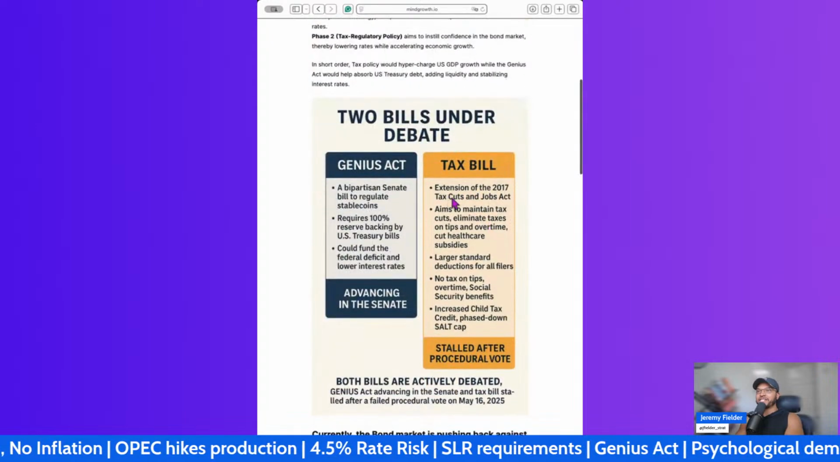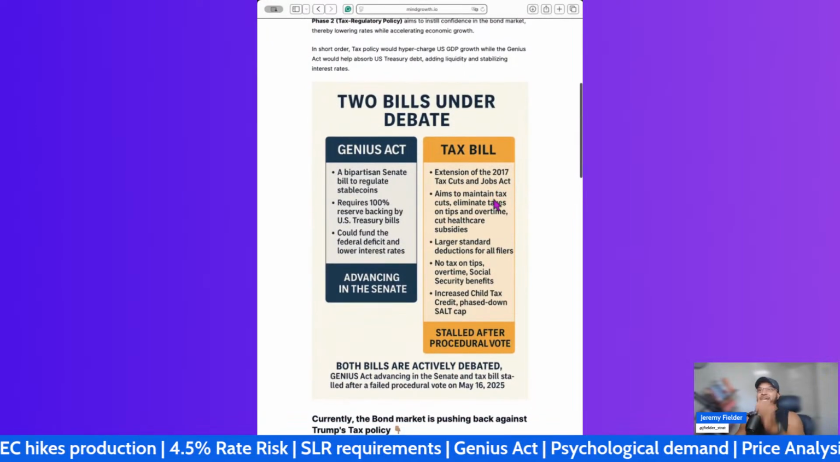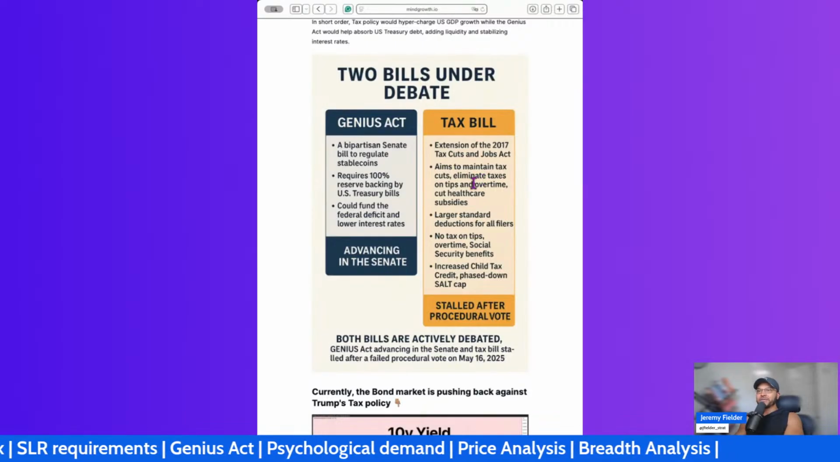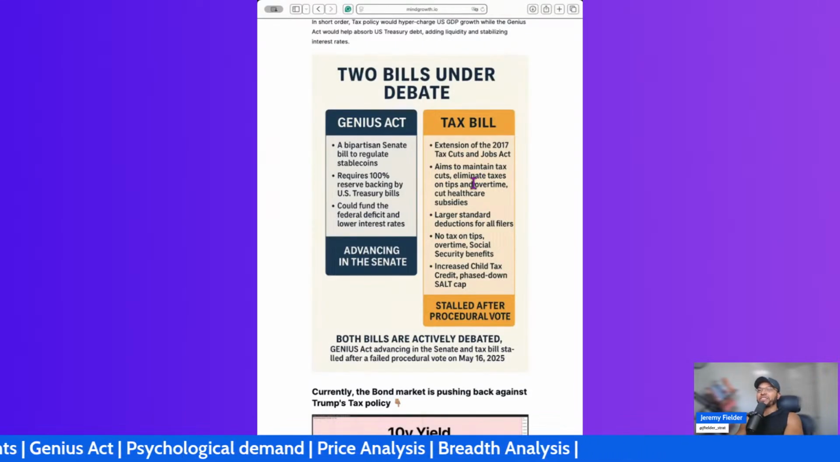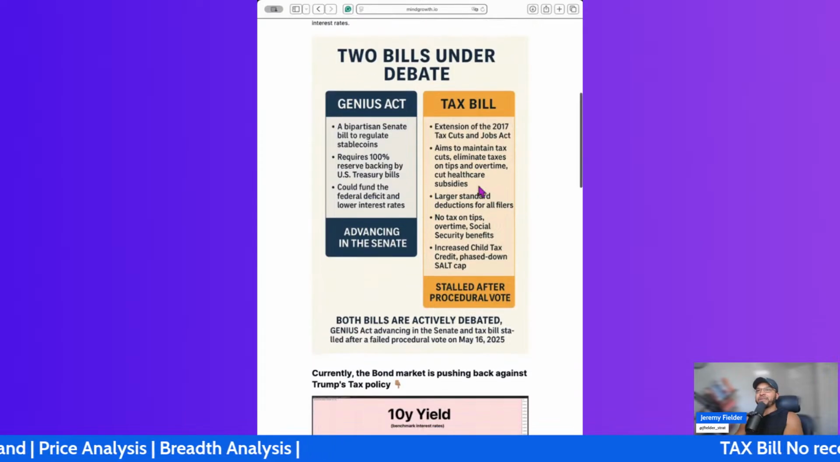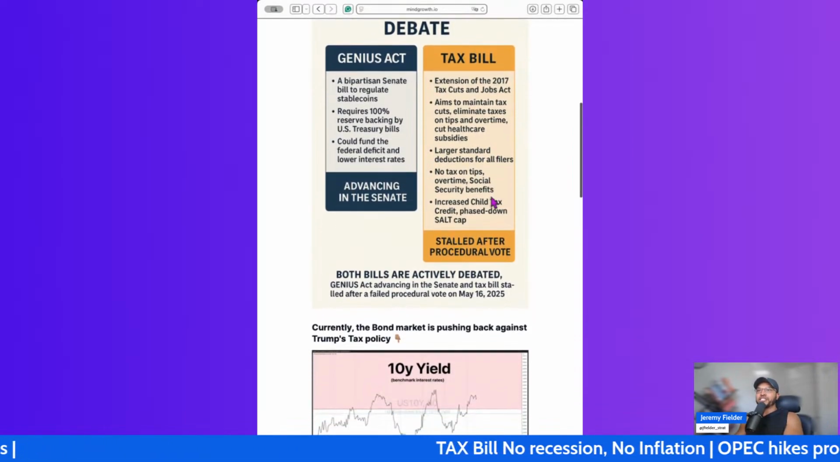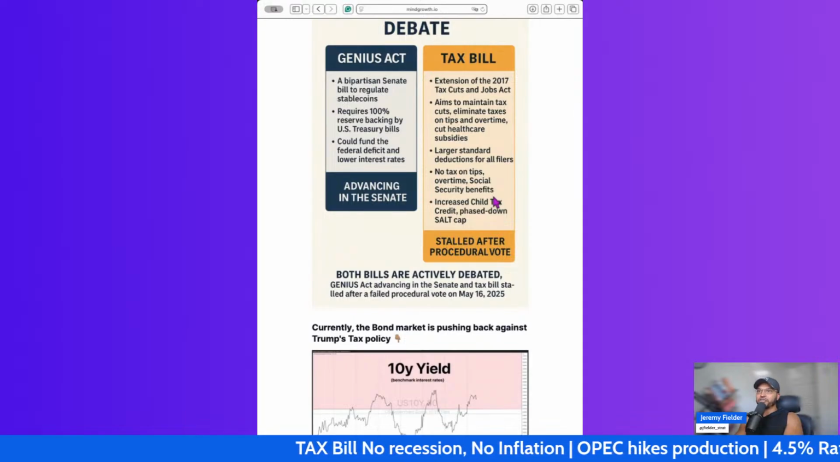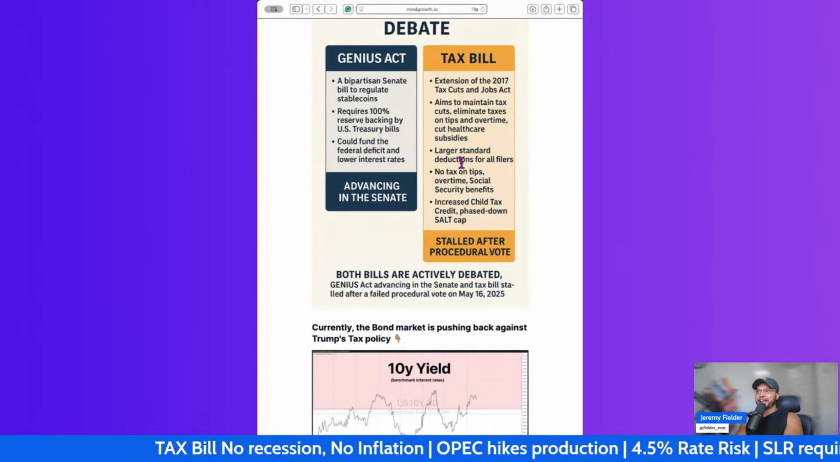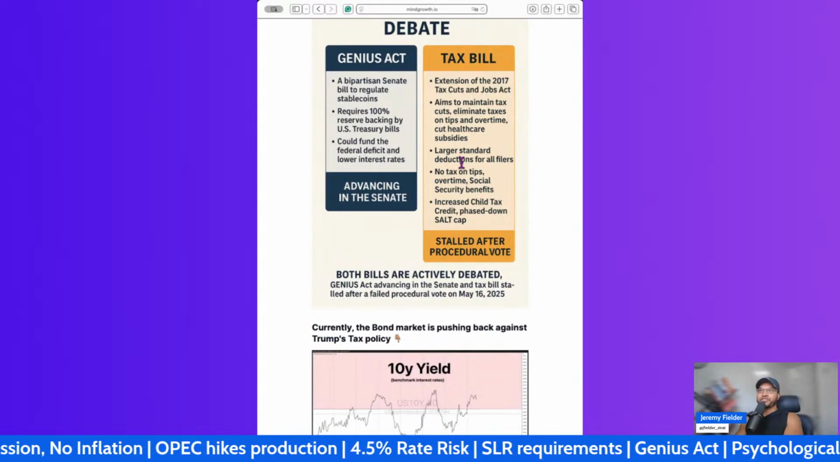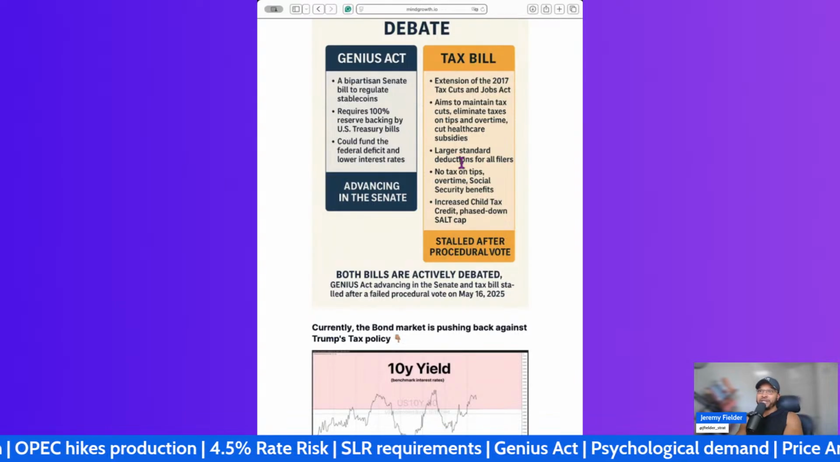Extension of the 2017 Tax Cuts and Jobs Act aims to maintain or eliminate tax on tips. Okay, that's more growth, right? But that pulls from the government's revenues. Overtime cuts healthcare subsidies. There's a big argument there. Large deductions. This increases a lot of deductions. You can do a lot more deductions, child tax credits, interest on cars, whatever it is. There's so many deductions on this new tax bill, biggest in history, right?